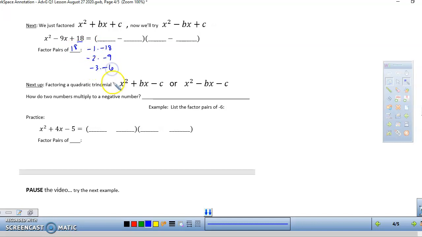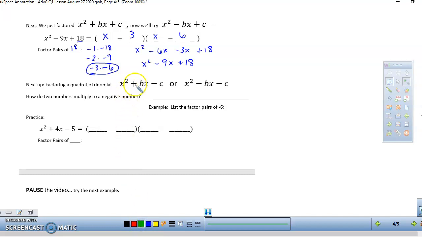And these are my options. At this point, you should have a good sort of feeling on what would work, hopefully. But it is going to be the -3 and the -6. And then we're just going to check to make sure. So we have combine like terms, and that's going to get you the -9x plus the 18. So to get that -9x, you got to pick numbers where when you combine the like terms, you end up with that correct middle term. So x minus 3, x minus 6 would be the factored version.